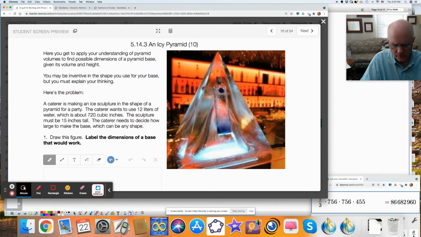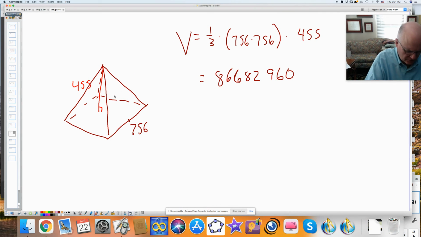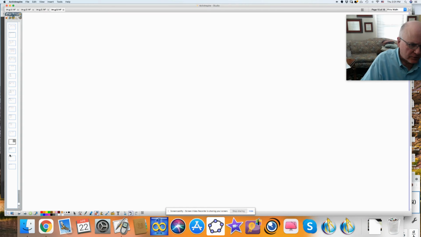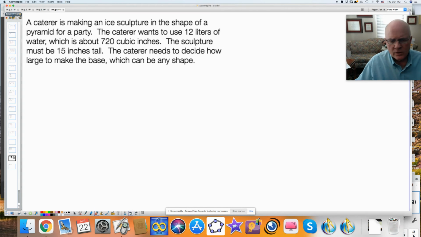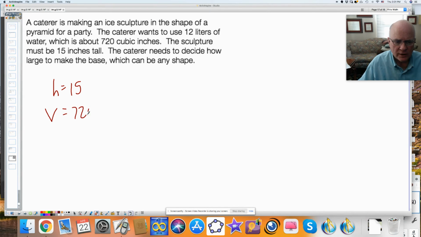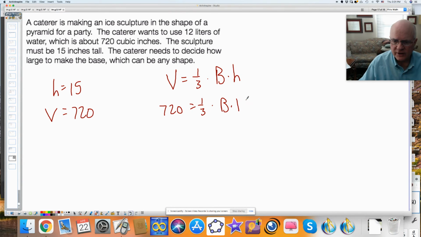In this one, you're given that the height of the pyramid is 15 and the volume is 720. So we need to find a base that would fit this. If I put in my formula, volume is equal to 1/3 times the area of the base times the height. Substitute the values: 720 is equal to 1/3 times the base times 15.